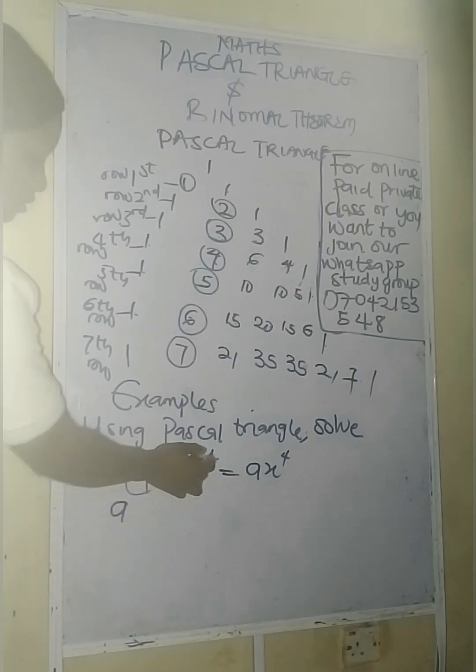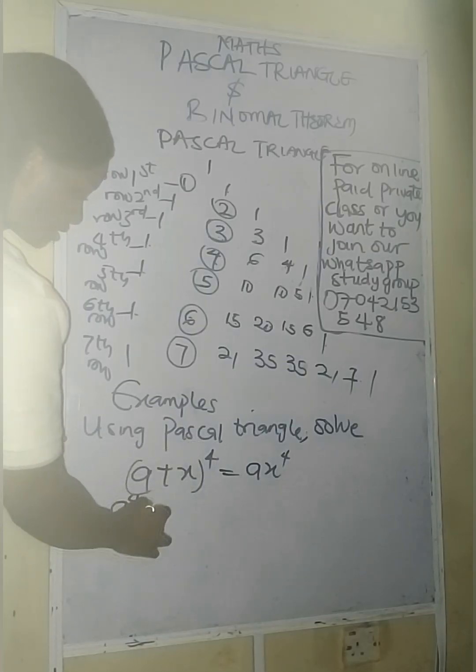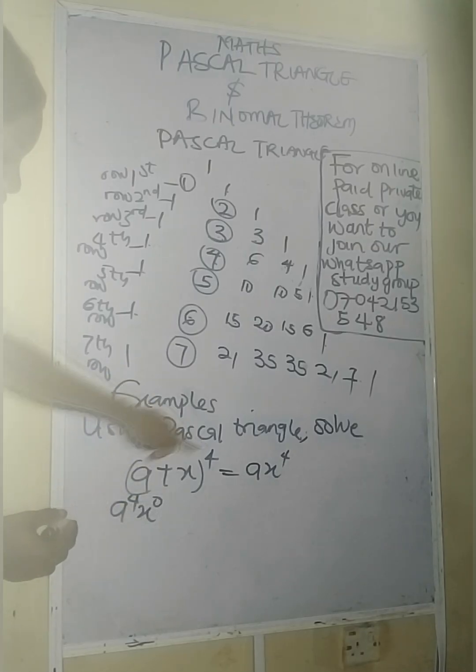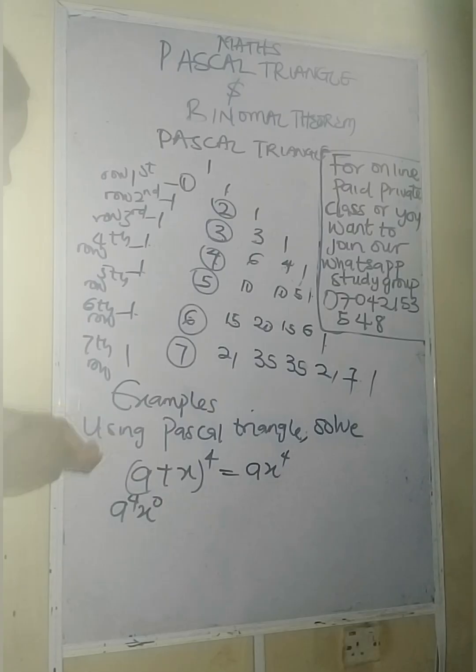We'll start with A raised to power 4, X raised to power 0. So A will be raised to power 4, X will be raised to power 0. From 4, it will be going downwards. From 0, it will be going upward.